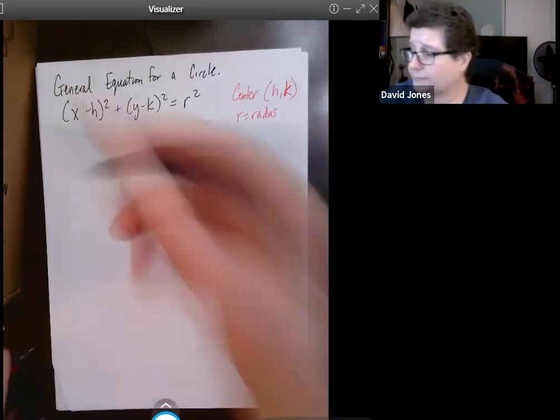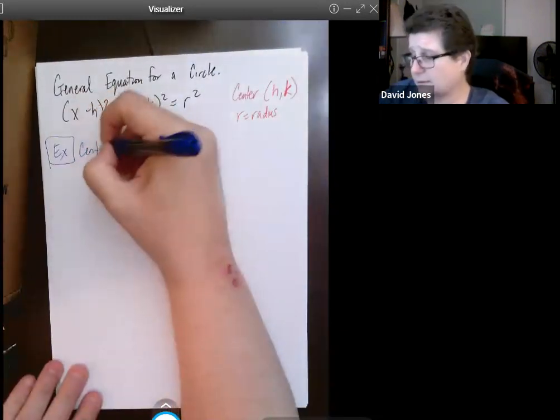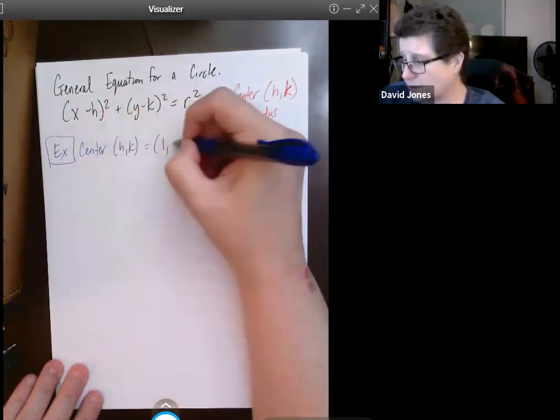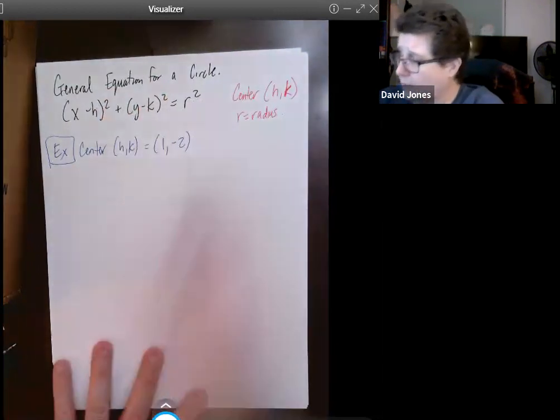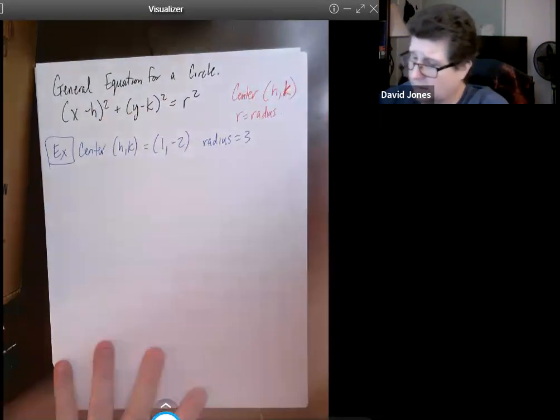So for example, let's say my center h, k is 1, -2, and we have a radius of 3. We can draw that.